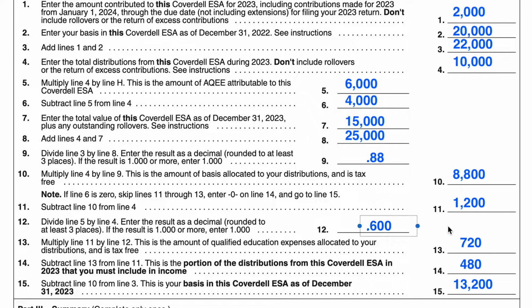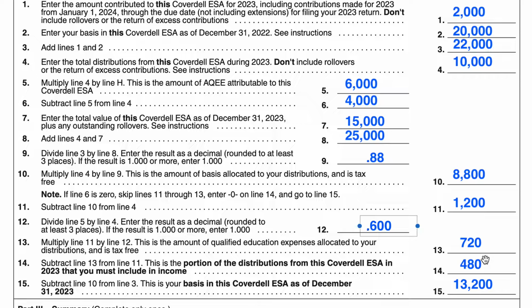You'll multiply the line 12 decimal by the line 11 amount, and we get $720. So this is the amount of your qualified education expenses that was allocated to your distributions and is tax-free. So now you're going to subtract line 13 from your line 11 amount. So the 1,200 minus line 13 gives us $480. This is the amount that you would include in income from your Coverdell ESA.